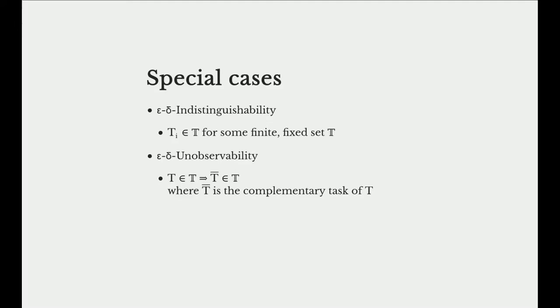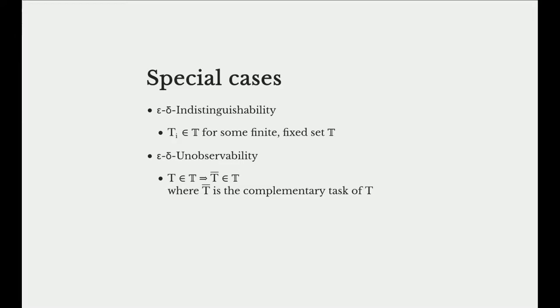For example, this set might comprise tasks such as pressing a light switch, unlocking a door, turning on the heating, and so on. And if this inequality holds, this basically means that an attacker can only distinguish between these tasks with some limited confidence, limited by the factors epsilon and delta.